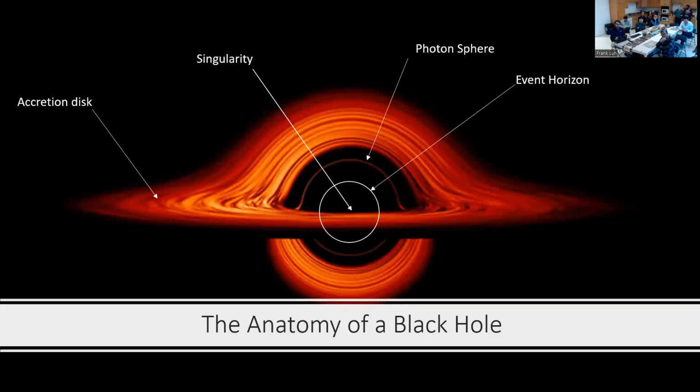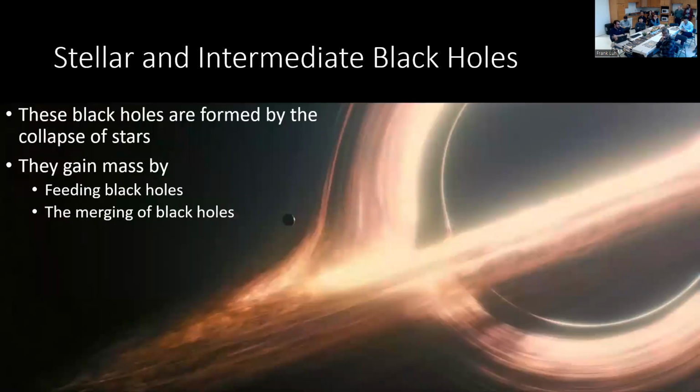So there's different classes of black holes, right? Black holes are formed by, again, the class of stars. These stellar and intermediate black holes can range from dozens of solar masses to hundreds, even thousands of solar masses. And these black holes generally gain mass from either merging with other black holes or feeding on material nearby.